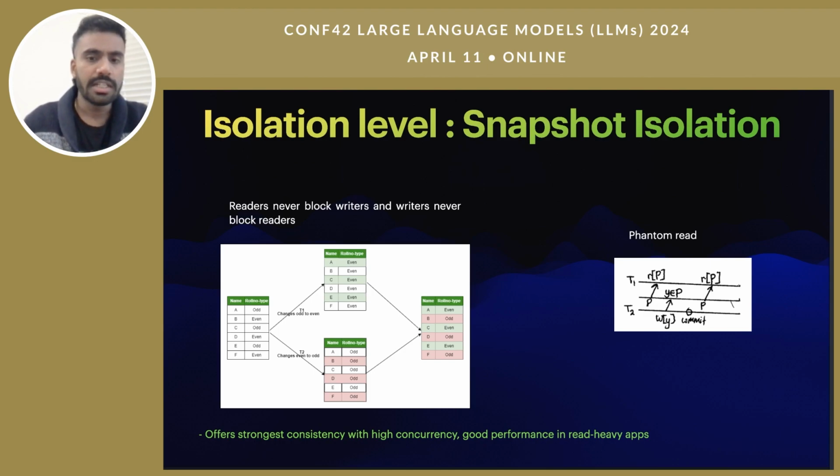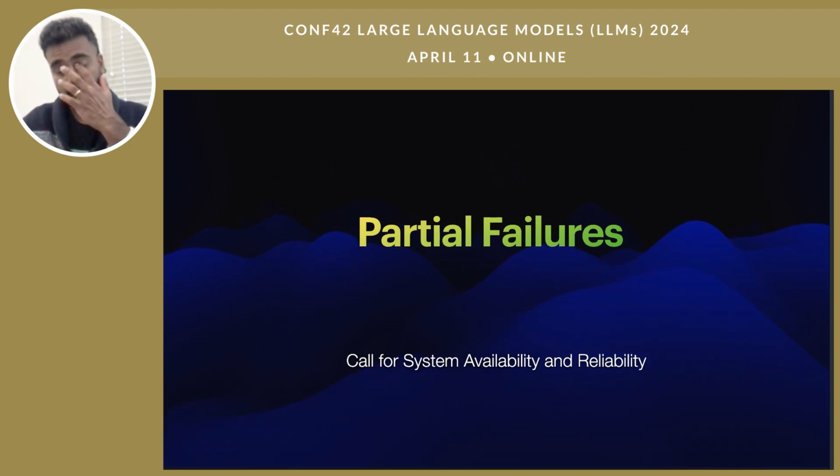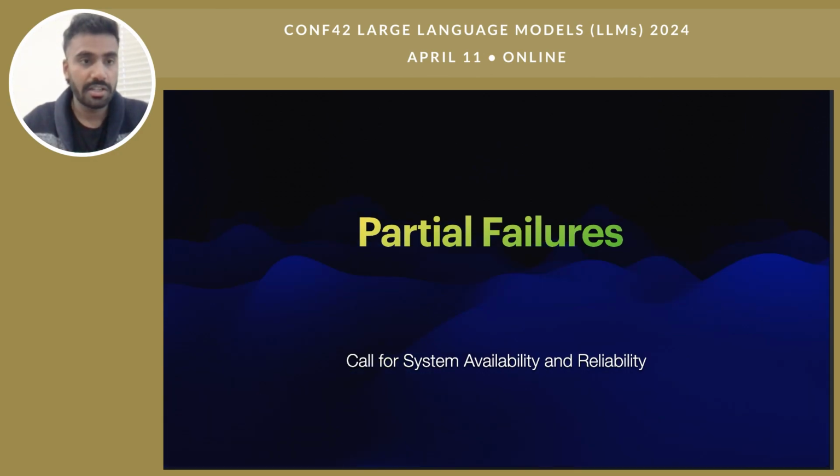So those are the three things about the read committed, non-repeatable read, and snapshot, all three levels of isolation, which guarantee certain degree of consistency, concurrency, and performance aspects. Now, switching gears, apart from the consistency, concurrency, and performance, the two other non-functional aspects of distributed systems, especially in the large language models, which are very important to consider, are these partial failures.